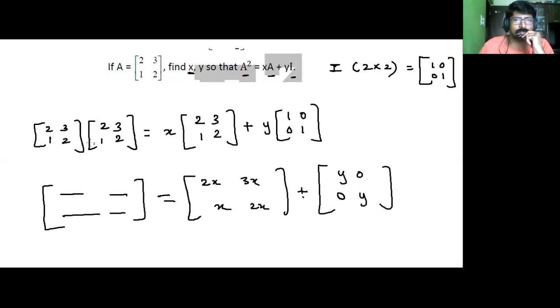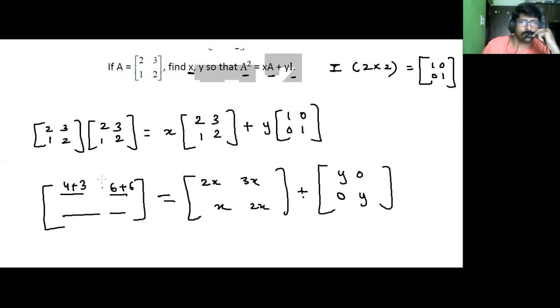2, 3, and 2, 1. So wait, what is this? First row and first column. Choose first row and first column and multiply each element. I hope you understood this. Okay, 2 2s are 4 and 3 1s are 3. What about this? Choose first row and second column. I hope you understood. 2 3s are 6 and 3 2s are 6.